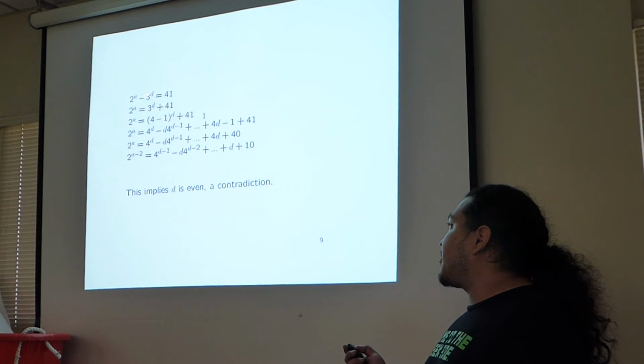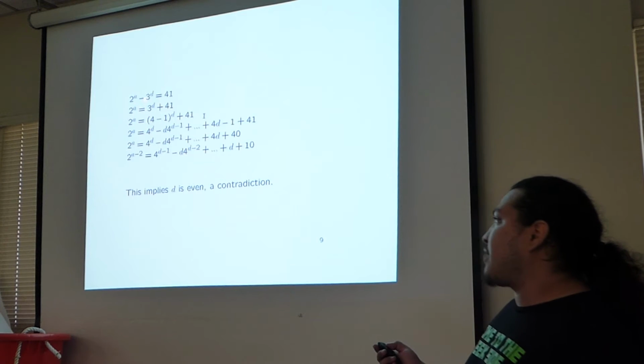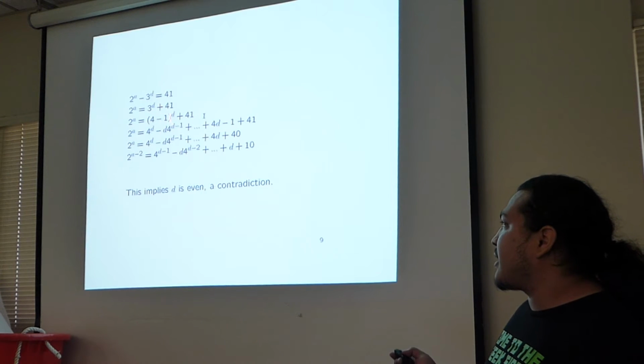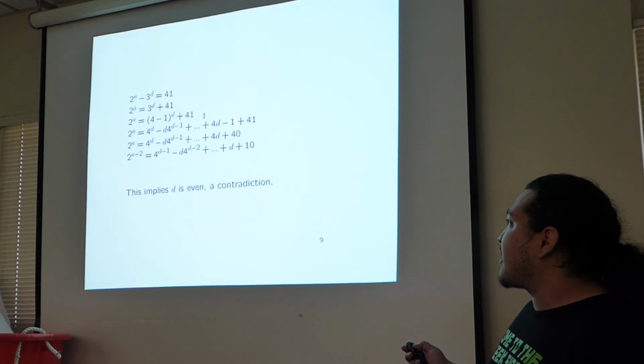Working with d being odd, we do the same moves, except this time we write it as 4 minus 1. And when we're writing it as 4 minus 1, we have to take into consideration that it'll have alternating signs. So when we write it out this way, we get a minus 1 at the end, and then we can combine it with this 41, and we get a 40. And then we can divide out a 4.